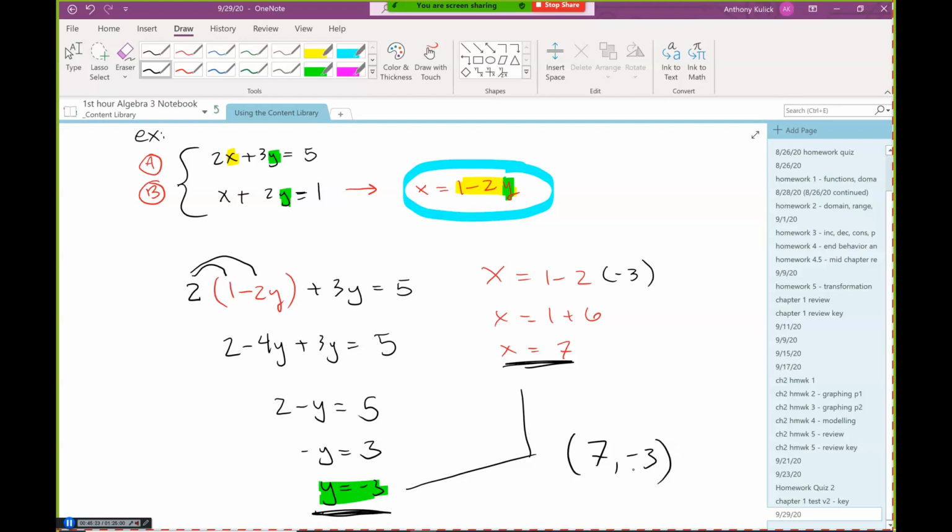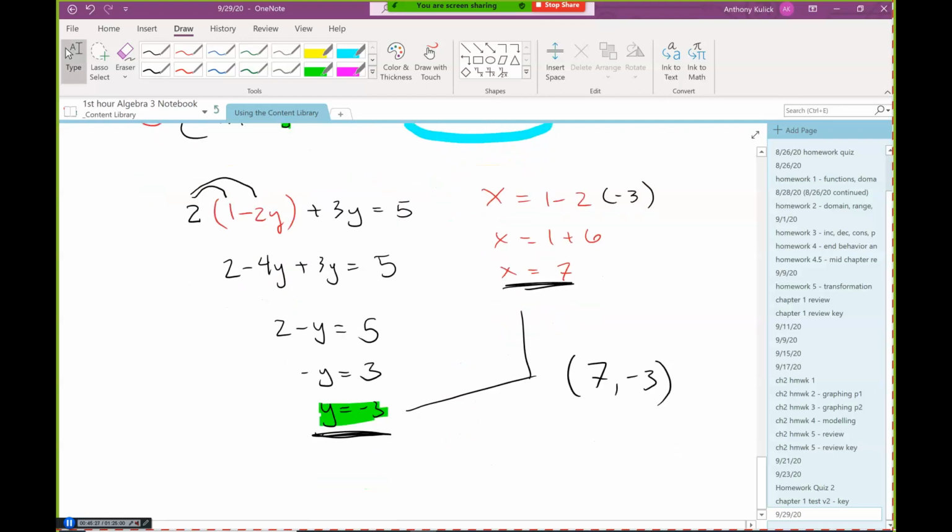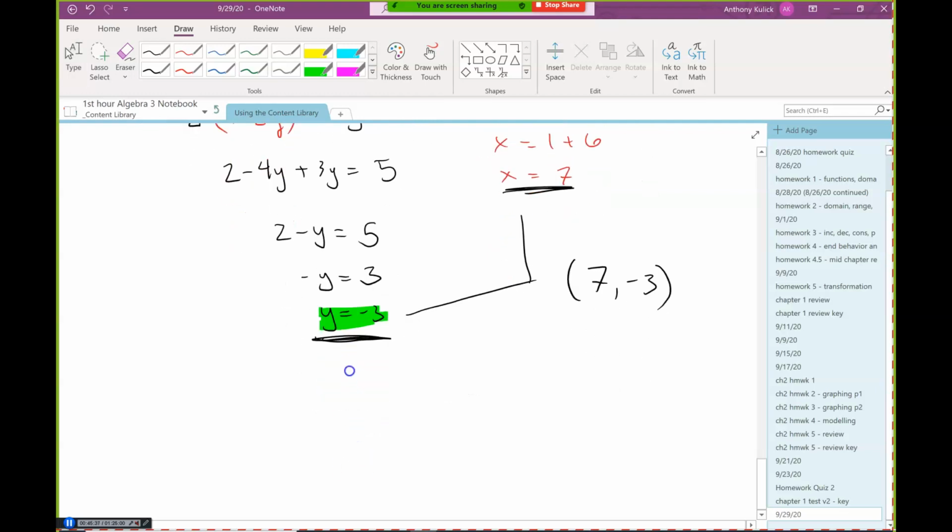Not too bad, right? Does anybody remember doing that before in their Algebra 1 class? I think it's not uncommon that you do solving some systems in Algebra 1, these little two-variable systems that we're starting with. So if this looks familiar, it probably is.